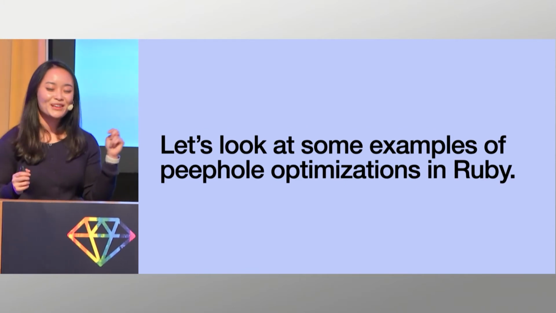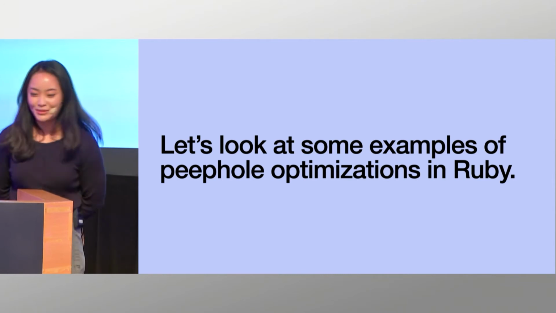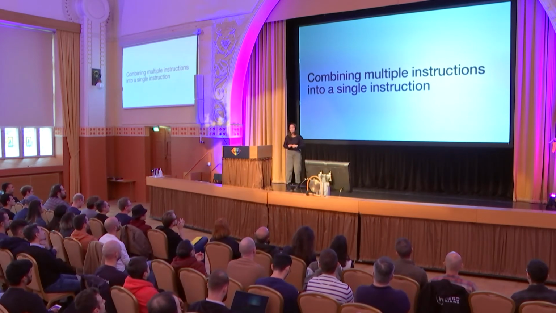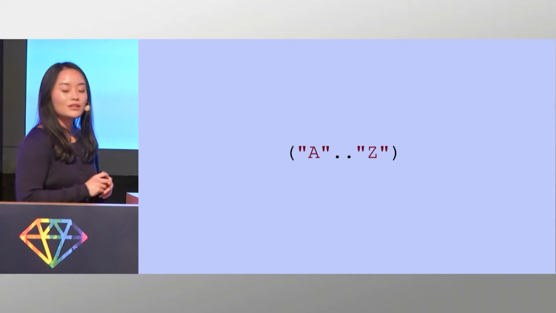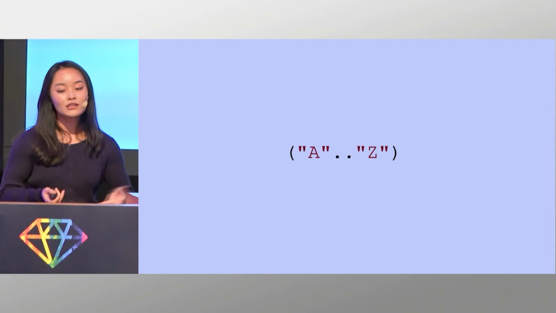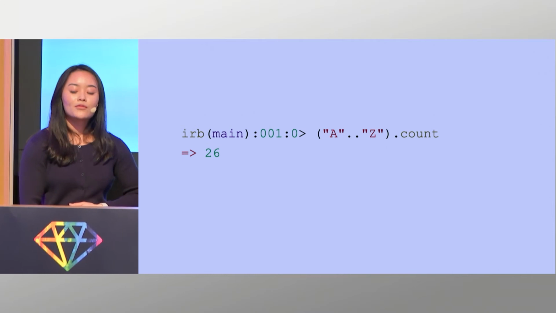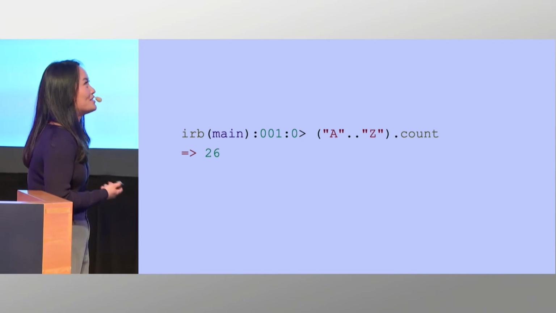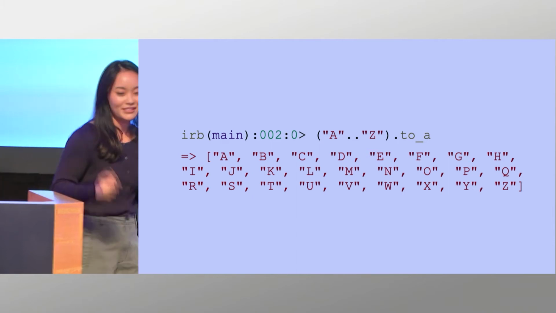So next part is, I think, the more interesting part, which is examples of peephole optimizations in Ruby. So the first example I'm going to show you is combining multiple instructions into one single instruction. And the source code will be this. So if you didn't know, this is essentially a range from A to Z. And the double full stop is to indicate that it's inclusive. So for example, you can call count on it, and it will return 26, because there are 26 letters in the alphabet. And you can also call to_a on it, which gives you an array of letters.